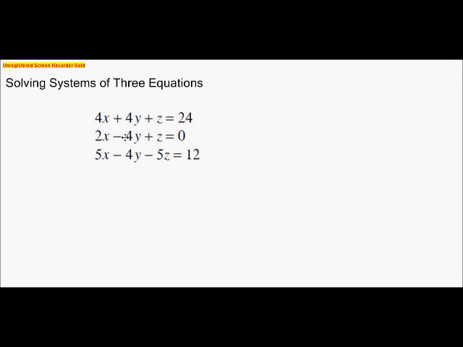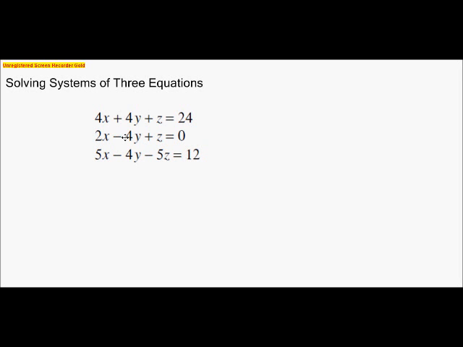The next method would be substitution. That would work for this, but it would probably take a little bit longer. The method that I would recommend for these cases most of the time is the elimination method, where you add two equations together and eliminate a variable. That's the way I'm going to show you. You could use substitution or graphing, but I think the elimination method is the quickest.